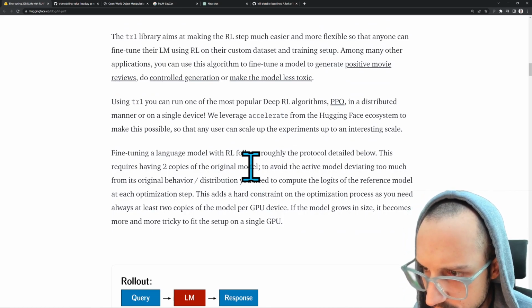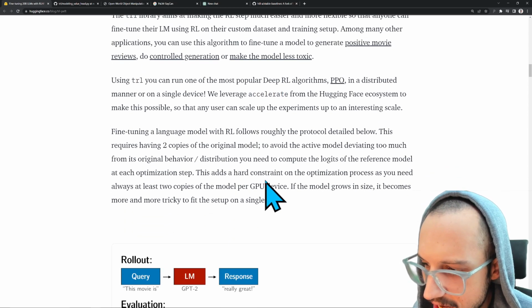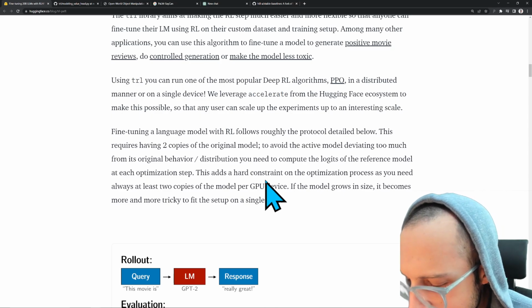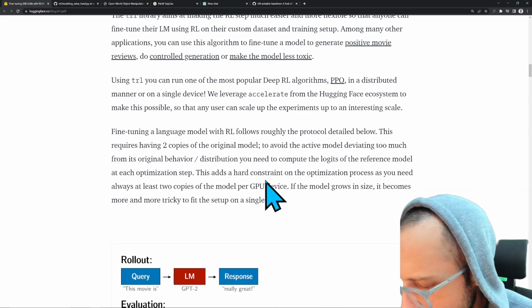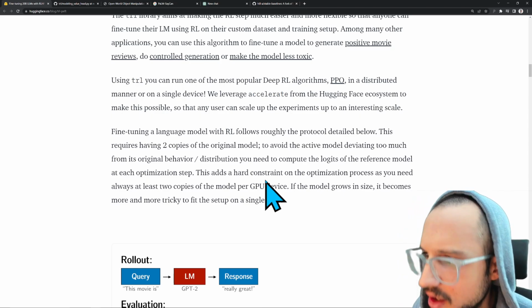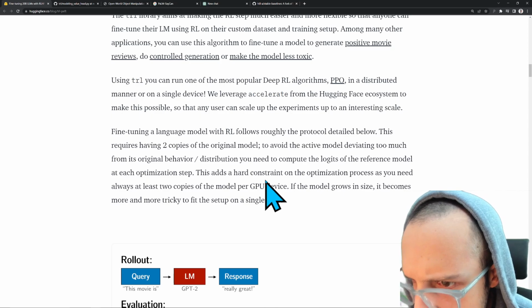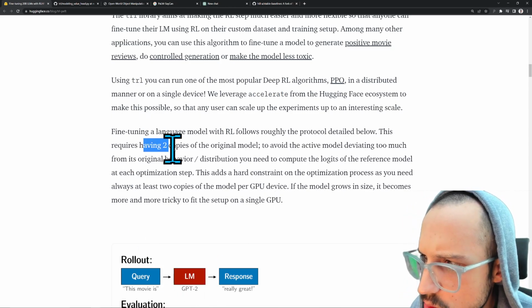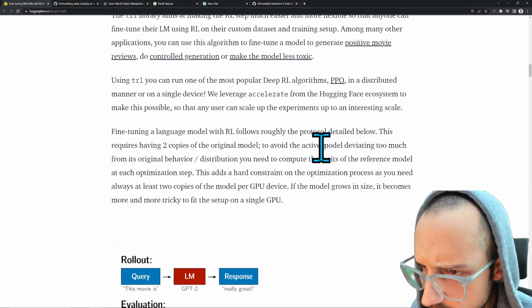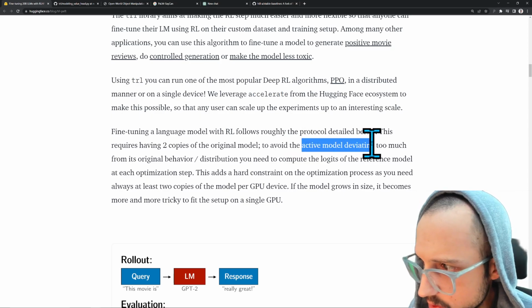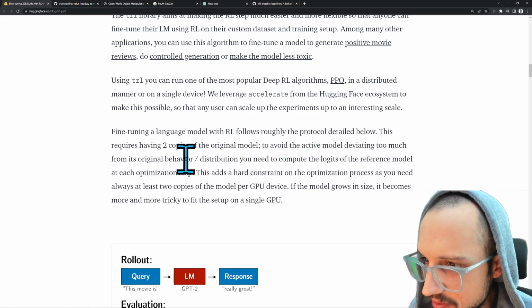Different versions of the policy are being executed. And then you have more complicated systems that people have come up with, where the question is how do you update all of these? Do you take these different copies of the model and average them together, and how often and how do you average them? Here they're referring to 2 copies of the original model, and the reason they're doing this is that they don't want the active model deviating too much from its original behavior and distribution.